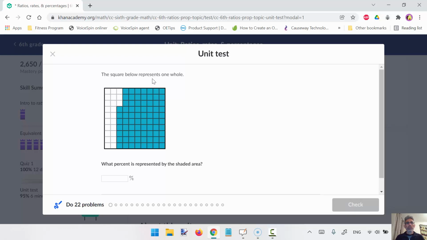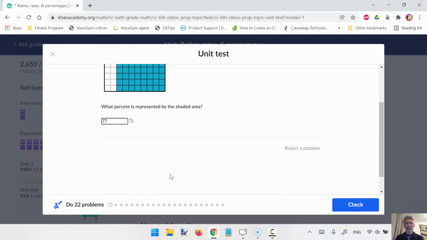The square below represents one whole. What percent is represented by the shaded area? So there are 100 little squares, 7 rows completely shaded, which are 70%, plus 7 more little squares, 77%.